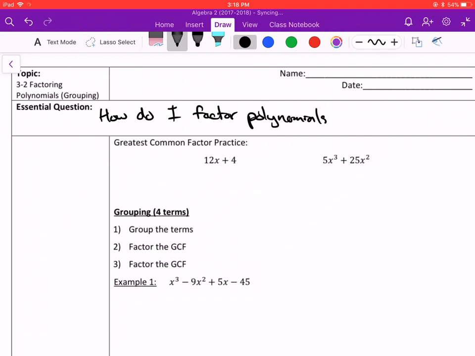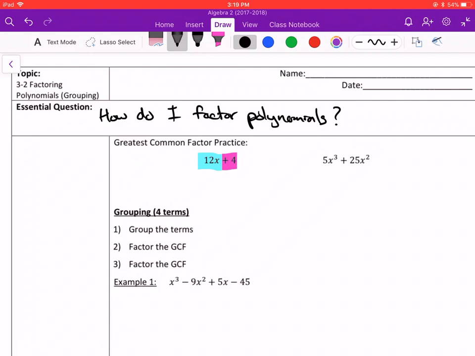All right. First things first, you have to remember how to take out the greatest common factor, right? That's all part of grouping. To do that, you look at your terms, like let's say this 12x and 4. So we've got two terms: a 12x here, and we've also got a 4 here. Two different terms. What is the greatest common factor? What is the greatest number, variable, whatever it might be, that I can divide out of each?